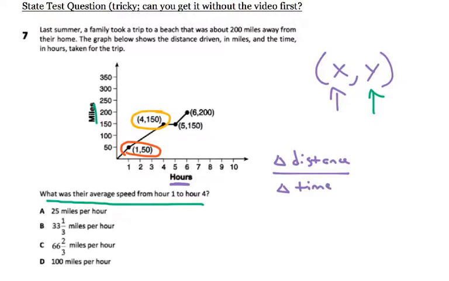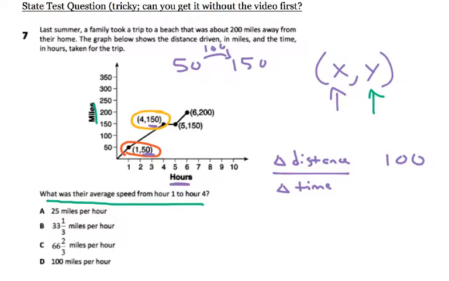All right, so let's think about it. At hour 1, they've already gone 50 miles, right? And then by hour 4, they've gone 150. So how many miles have they gone from 1 hour to 4 hours? Well, they went from 50 up to 150. That's a change of 100 miles. So in those 3 hours from hour 1 to hour 4, they traveled 100 miles.